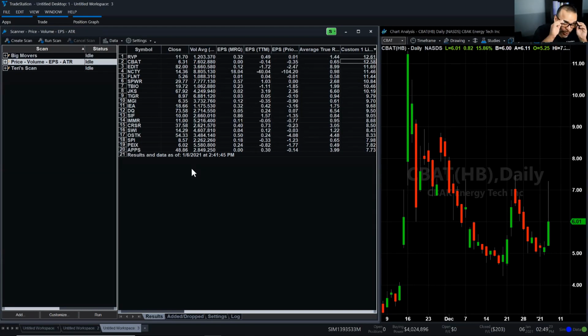Again, there are so many different variations and so many different filters that you can use in the scanner, but I did want to use something simple like the average true range so that we can all understand the capability of the TradeStation scanner.